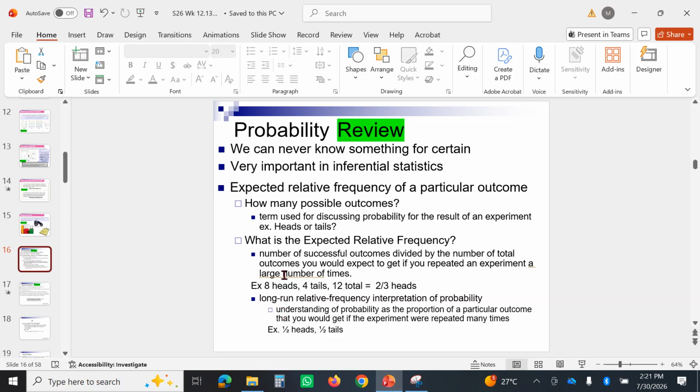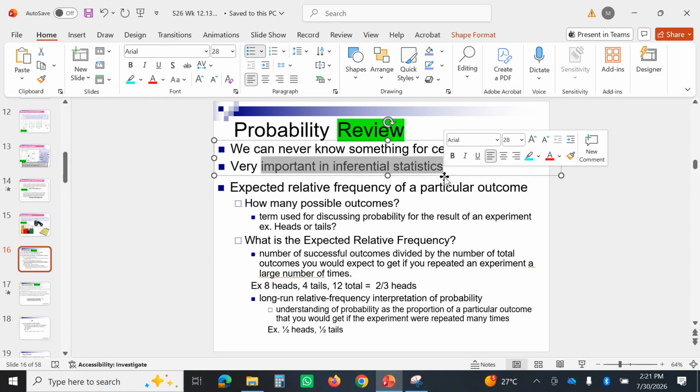Last week we looked at probability, and that we can never really know anything for certain. You can flip a coin, and let's say you flipped a coin 20 times and you got heads 20 times. That has absolutely no influence on the 21st flip. You don't know what's going to happen. That's the uncertainty of life, which is very important to note in inferential statistics.